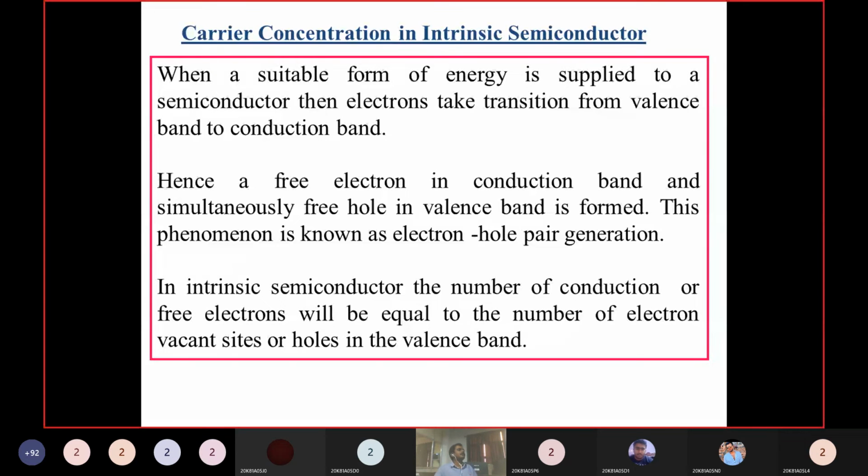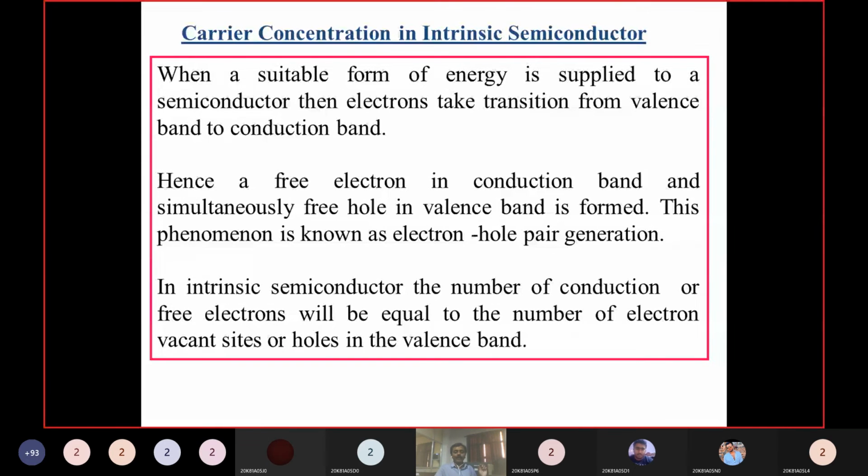Now if you give some energy to the valency band electrons, and the valency band is nothing but the outermost shell electrons, what happens? They will move from the valency band to the conduction band. The conduction band is nothing but those electrons involved in the conduction process. We call those electrons conducting electrons, and their energy we call the conduction band.